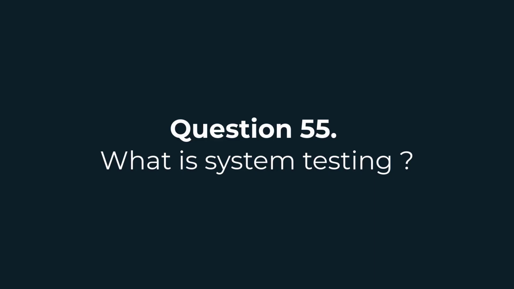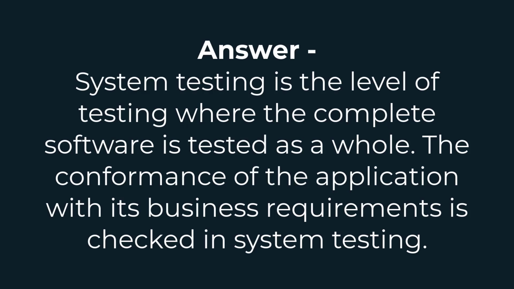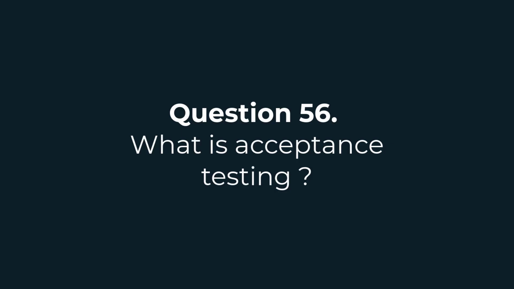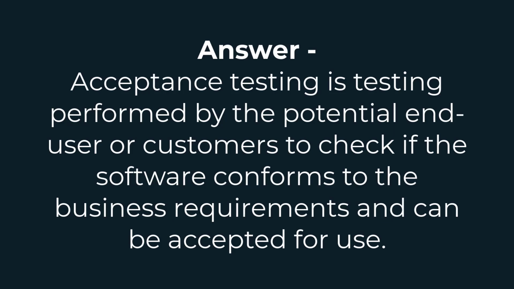Question 55. What is system testing? Answer. System testing is the level of testing where the complete software is tested as a whole. The conformance of the application with its business requirements is checked in system testing. Question 56. What is acceptance testing? Answer. Acceptance testing is testing performed by the potential end-user or customers to check if the software conforms to the business requirements and can be accepted for use.